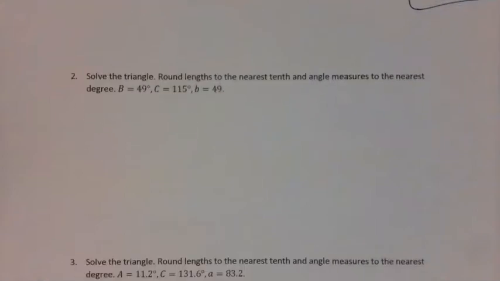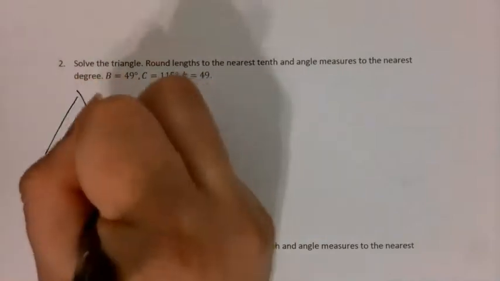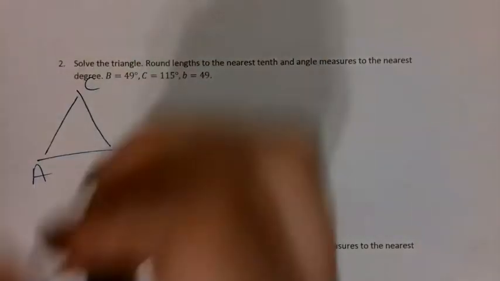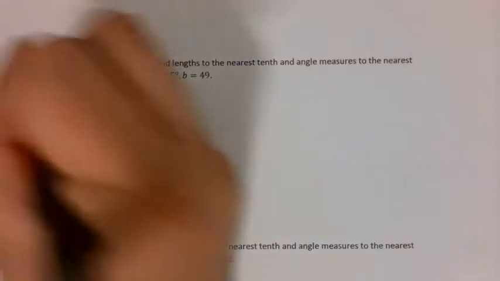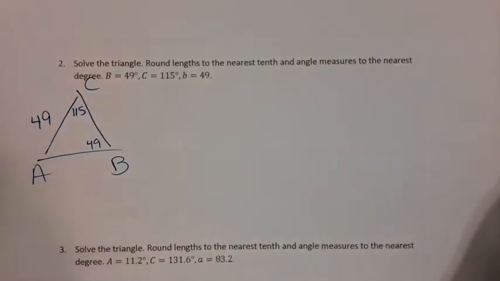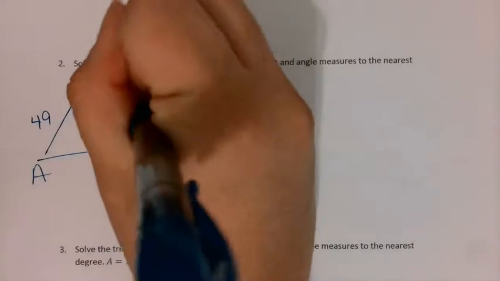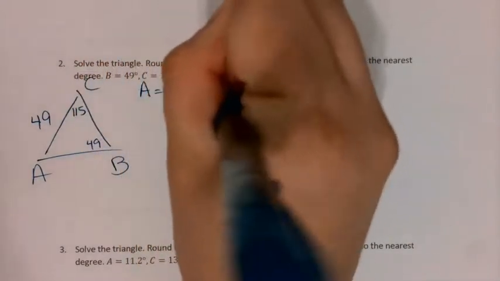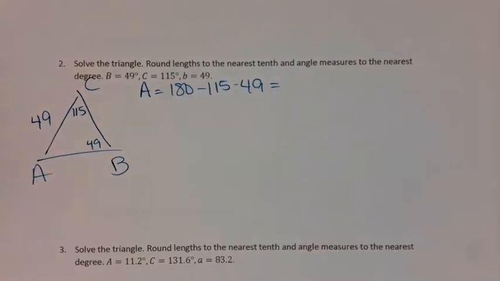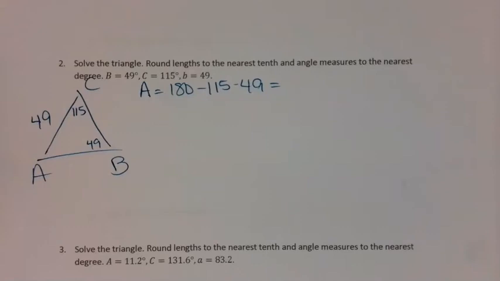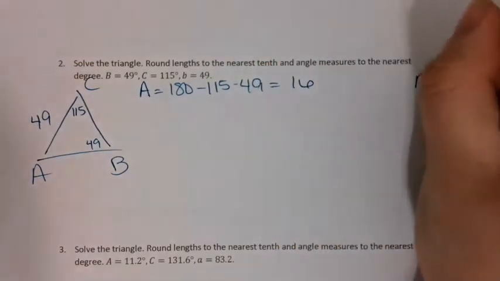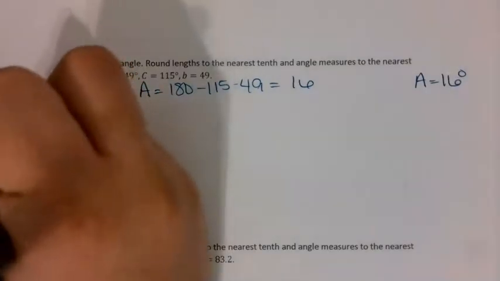This one wants me to solve for the triangle, but I have to draw the triangle myself. B is 49, C is 115, little b is 49, and I don't know anything else. So I'm going to start off by solving for my angle A. I have 180 minus 115 minus 49 equals 16. And I'll label this on my triangle.